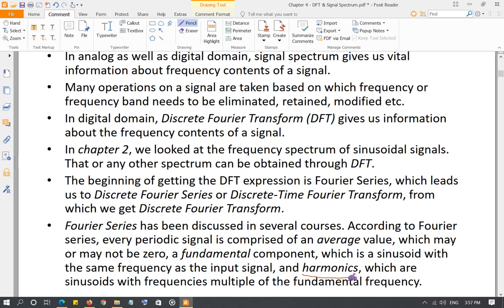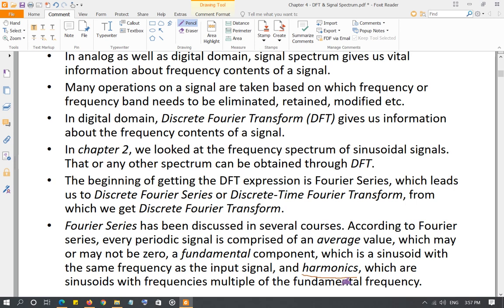Sometimes you have a specific harmonic and the other harmonics are not present. For example, you may have only odd harmonics, 3, 5, 7, 9, so on and so forth, and all the even harmonics, 2, 4, 6, may be 0. And sometimes it's the opposite of that. You may have even harmonics and the odd harmonics are 0. So it all depends on what type of signal you have.